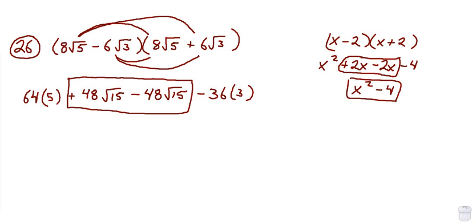I only need to multiply that 8 square roots of 5 times 8 square roots of 5 and the negative 6 square roots of 3 times the positive 6 square roots of 3. Because I know that the other two terms are going to cancel out. I know that I only have to multiply the first terms and the last terms. Right? That only works for conjugates, though. All right, so don't be doing that with all those other things.